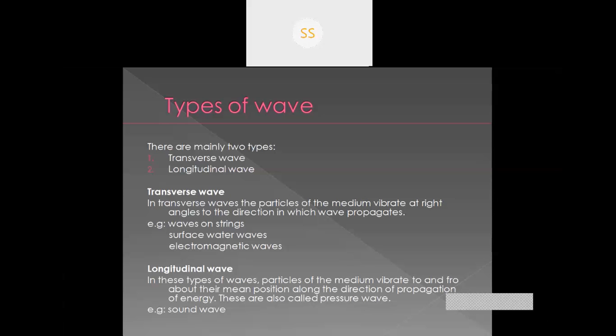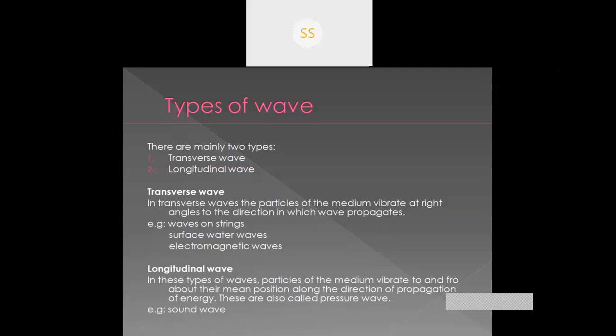So in transverse waves, the particles of the medium vibrate at right angles to the direction in which the wave propagates. Right angles means perpendicular, upward and downward motion. That upward and downward motion is perpendicular or right angles. Examples of transverse waves are waves on strings, surface water waves, and electromagnetic waves.